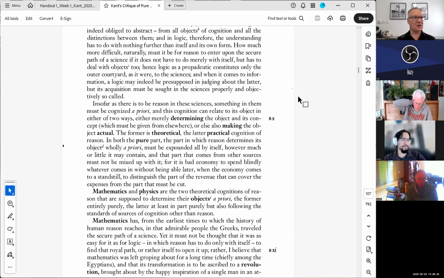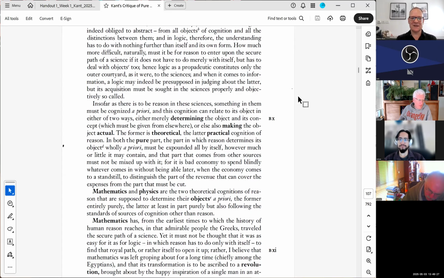But he's saying, on the basis of our ordinary experience, there is science, because things happen in an organised and universal and necessary fashion. But in two ways. They must be cognised a priori, and this cognition can relate to its object, either determining the object in its concept that comes from elsewhere. Now, that means the objects of physics, of things, we have sense perception, and the understanding conceptualizes that sense perception. In morality, we make the object, we make the moral principle. Now, what that might even mean, we have to learn. That will come from all of our reading together.